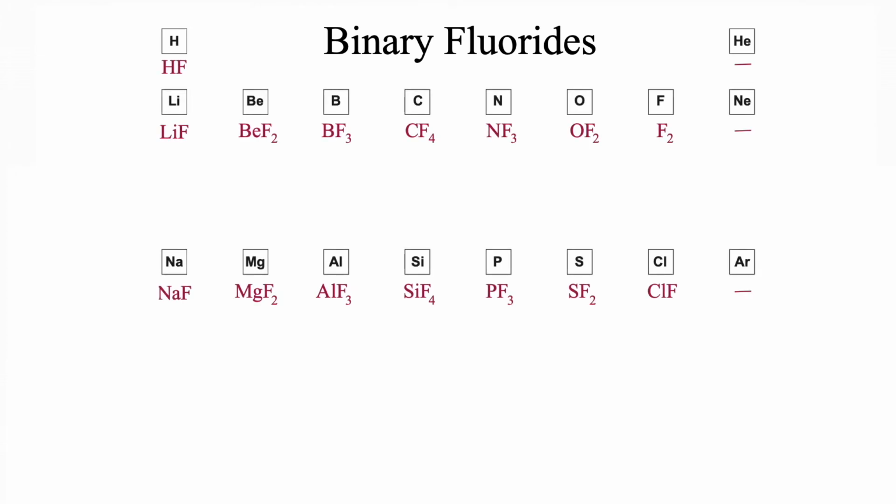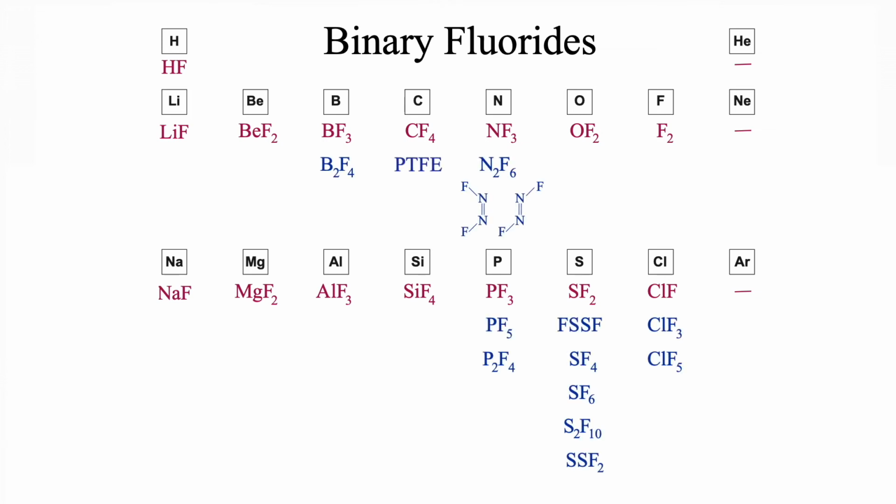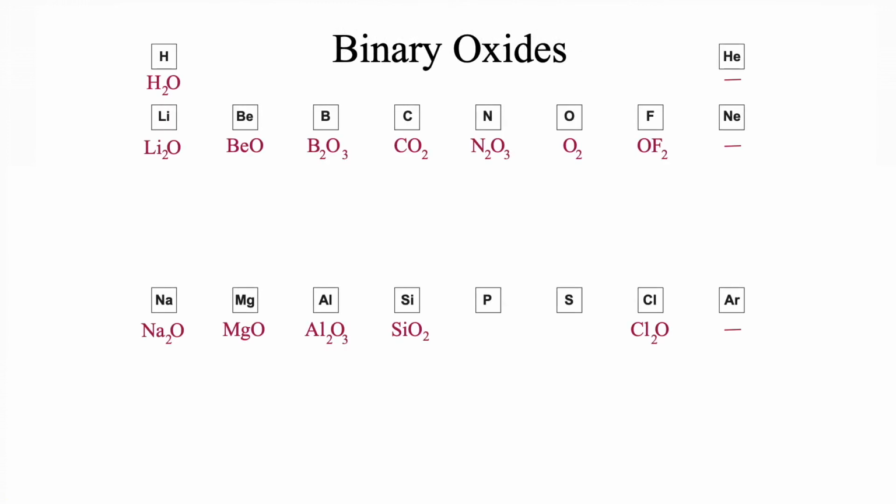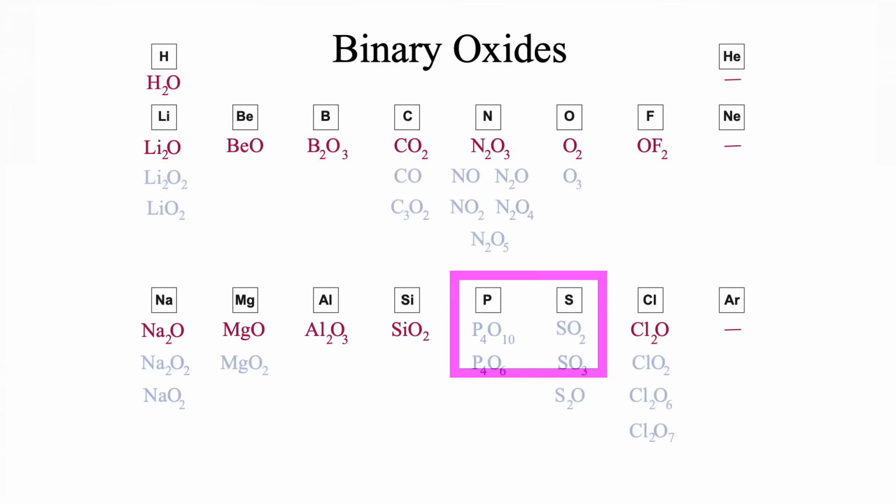The story continues with binary fluorides. Most of the chemical elements form binary fluorides with the expected stoichiometry, such as BF3, CF4, but when we look further, we find there are some unexpected compounds as well. For example, chlorine forms ClF, ClF3 and ClF5. Let's have a look at the main group binary oxides. We find that many of the oxides have the expected stoichiometry, BeO, CO2, OF2, etc. But interestingly, phosphorus and sulfur do not form the expected oxide under standard conditions.